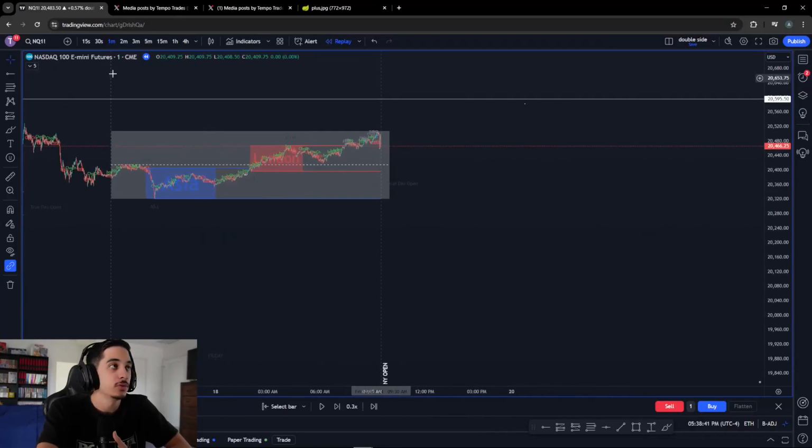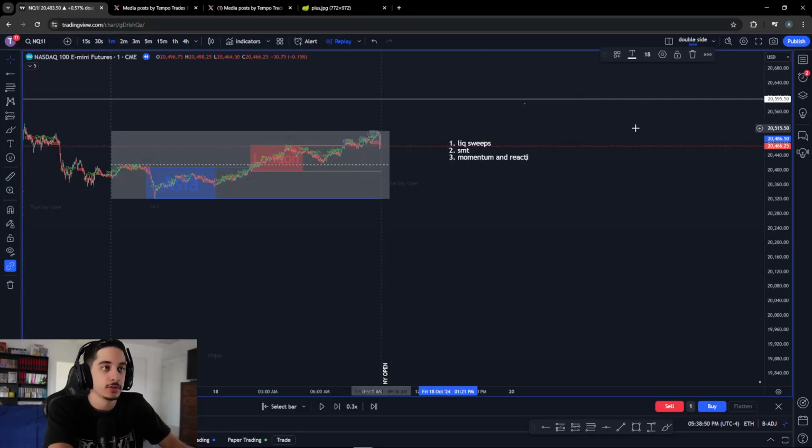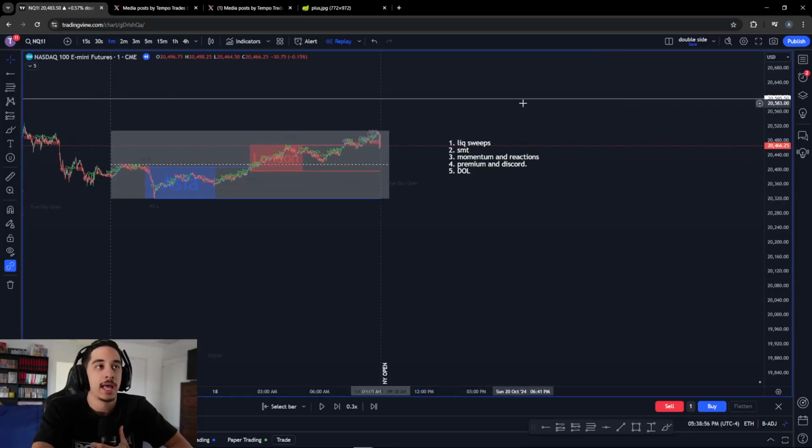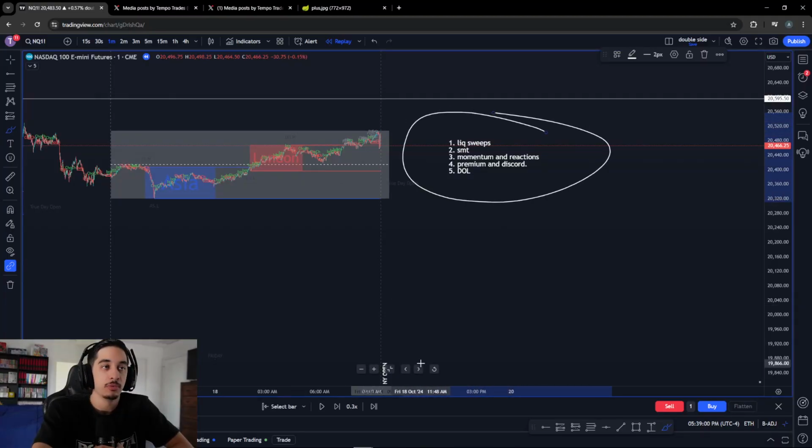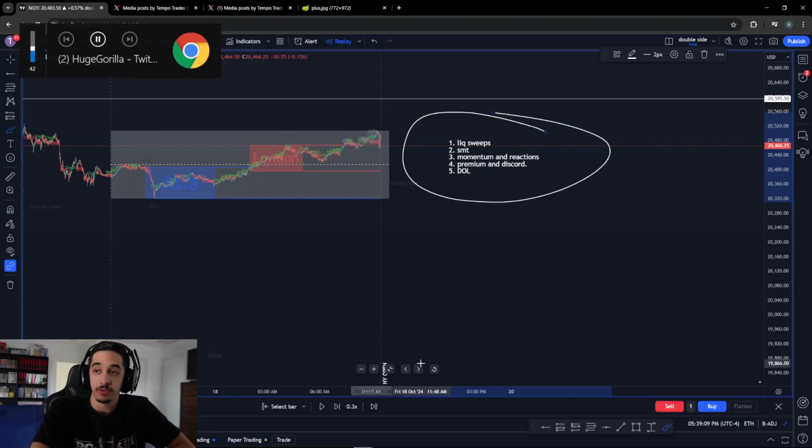So the major confluences, again, that was from the previous video. Major confluences, again, are liquidity sweeps, SMT, momentum and reactions, premium and discount, and draw on liquidity. So once we get our major liquidity sweep, this is pretty much what I look for before deciding to enter with an IFEG setup. If you have 3 or 4 of these present at a single moment and you have a good IFEG, you're going to have a very, very high win rate.